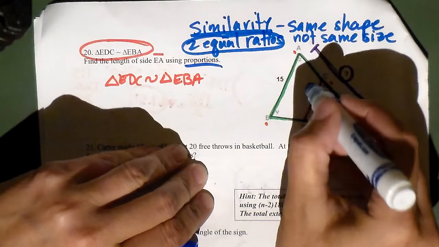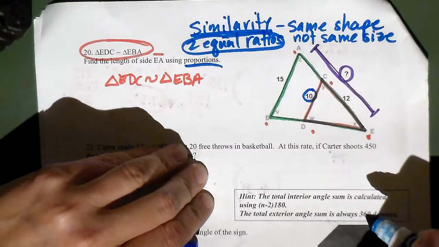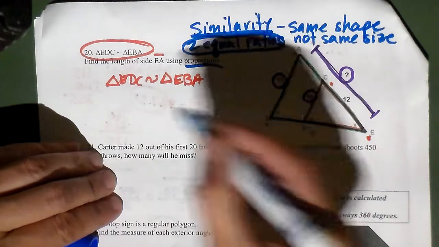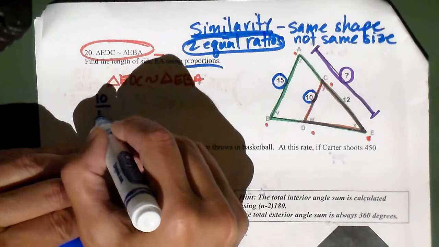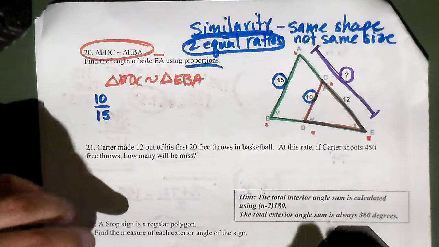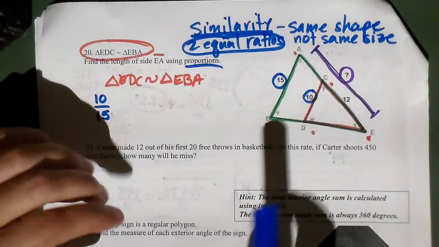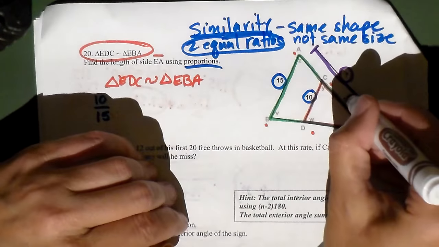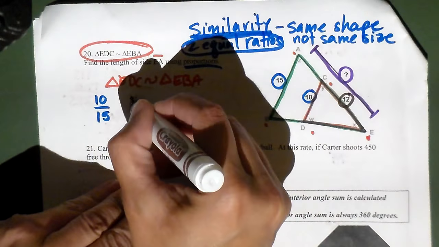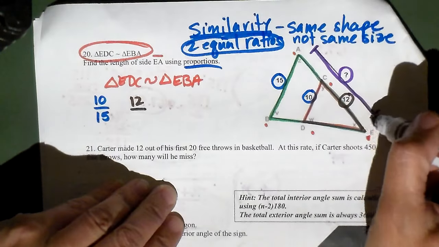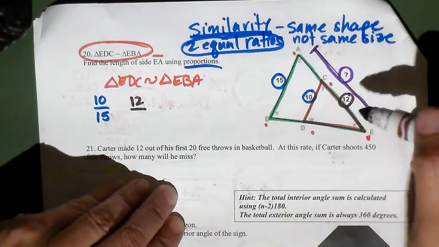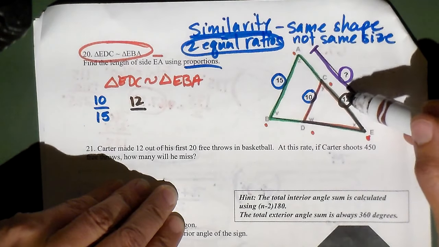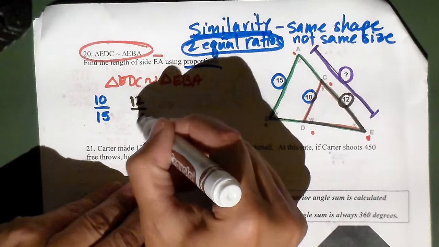On the red triangle, I've got 10, and on the big triangle, I have 15. So those are my ratios. I have 10 to 15. That's got to give me the same ratio as these sides over here. We're talking about 12 for the small triangle, and then the entire side. We're going red to green equals red to green. So green would be X.